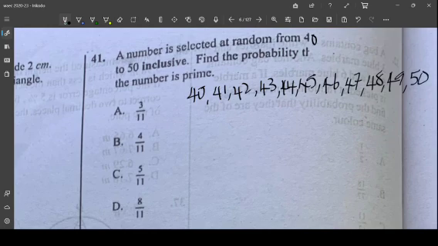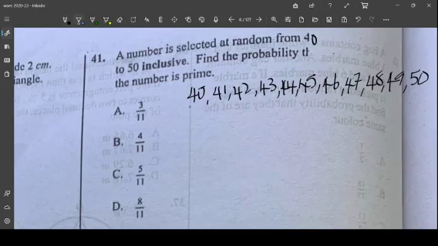Now, a number was selected. What is the probability that it is a prime number? What is a prime number? A prime number is a number that can only be divided by 1 and itself. It doesn't have any other factor. If any other number can go into it, then it's not a prime number. So let's look at the options here.